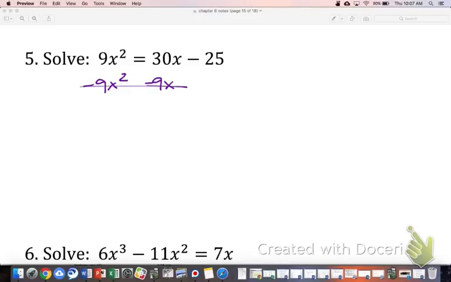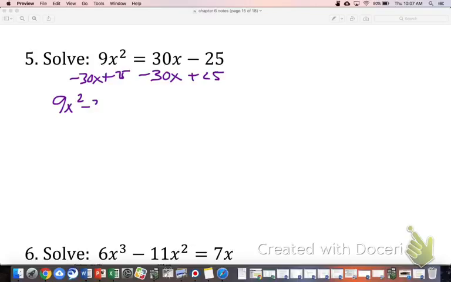So if I were you, what I would do is subtract the 30x over and add the 25 over. And Cole, this is that step where you're going to want to make sure you leave yourself enough room. Try not to take up half the thing with just this step. So that's going to give you 9x squared minus 30x plus 25 is equal to 0. So once you get it to that standard form, you should be able to identify your A, your B, your C, do your X, and split your B, and get it to a factored form.